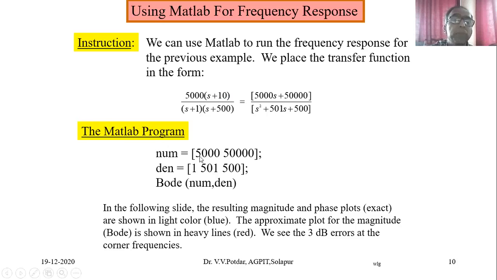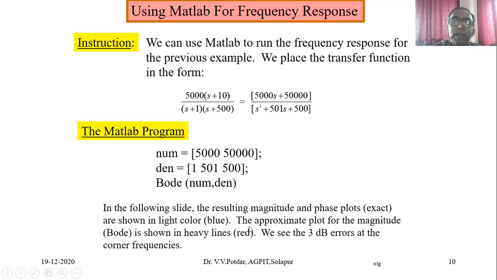The MATLAB program is also very simple. Numerator NUM is equal to, the square brackets correspond to a row matrix. So these are the multiples of s and the constant term: 5,000 and 50,000. For the denominator, the s square term is 1, the s term is 501, and the constant term is 500. So 1, 501 and 500 in the denominator. And I simply use the command bode, num and den, bracket complete. Just execute this command, and I'll get both the magnitude plot and the phase angle plot.